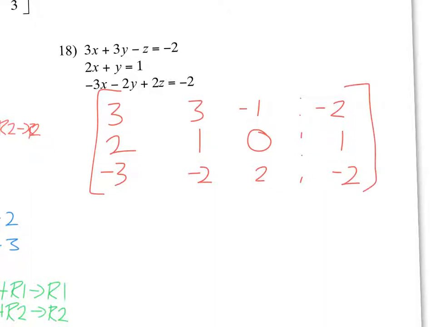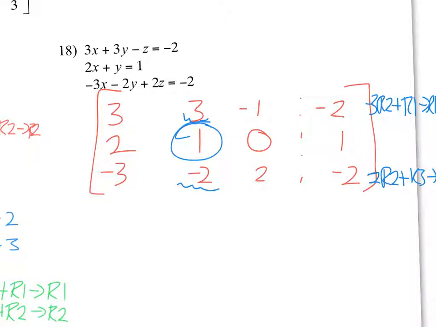And we're looking at doing the same type of thing. A couple things that I notice. The first is that I've already got a 1 in the middle, which I need, and I might use that to get rid of the things above and below that. So that would be negative 3 row 2 plus row 1 to replace row 1, and positive 2 row 2 plus row 3 to replace row 3.